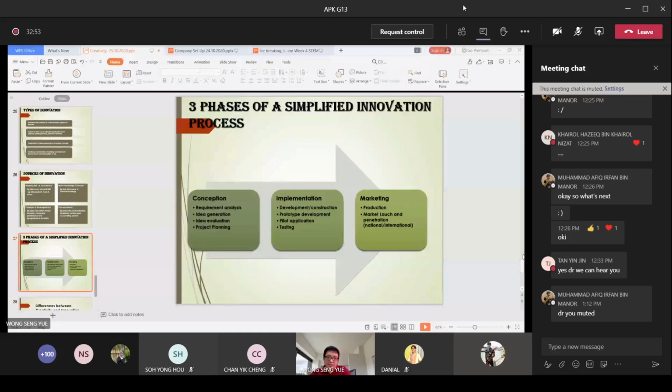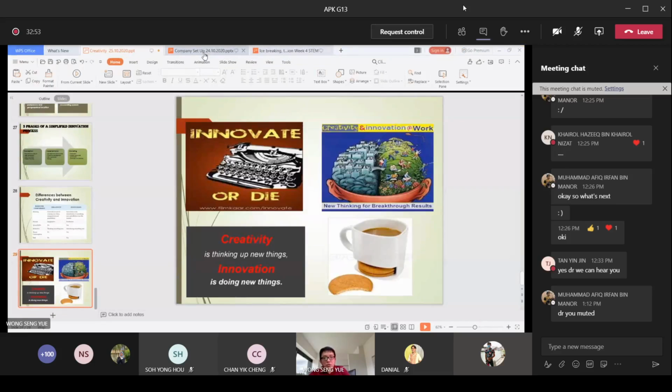The last slide will be the phases. First of all, you should have the conception, meaning you have to plan everything and analyze the requirements of your product. You evaluate all your ideas, then you have a plan or blueprint. After this, you implement it and prepare the prototypes in your laboratory and test them out. After this, you market it, implementing your business idea by launching the product into the market. So these are the three phases. This is a very important point I would like to share with you.